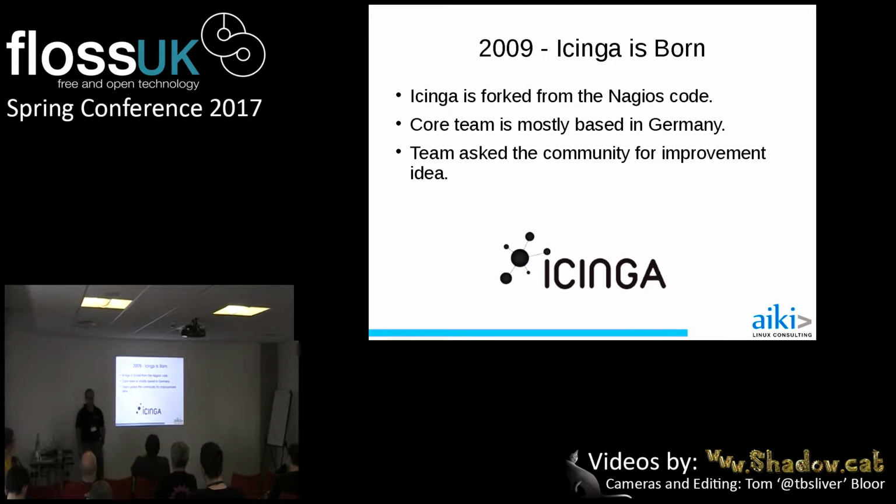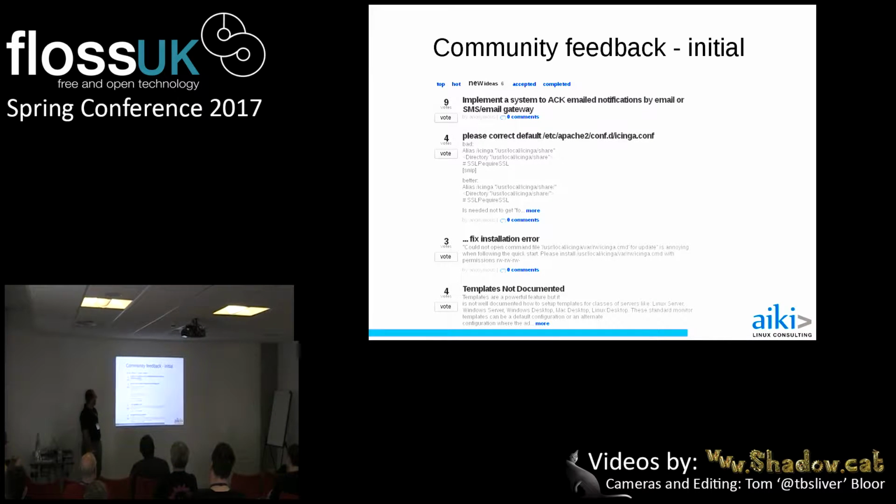2009, Icinga is born, forked from the Nagios source code. The core team was mostly based in Germany. The team looked at the community, looked at the ecosystem and said, what do you guys want? What could be good for you in a monitoring system? Yeah, that was the pages. Try to find that today, it's going to be a problem. But people were submitting their issues and their views of what the monitoring system should give them. And there was a voting system. You say one thing and people say, oh yeah, I want that too. And those things went into the initial releases. I think one of my ideas about multiple selection for acknowledging or disabling checks actually went in there. I was very happy to see it.